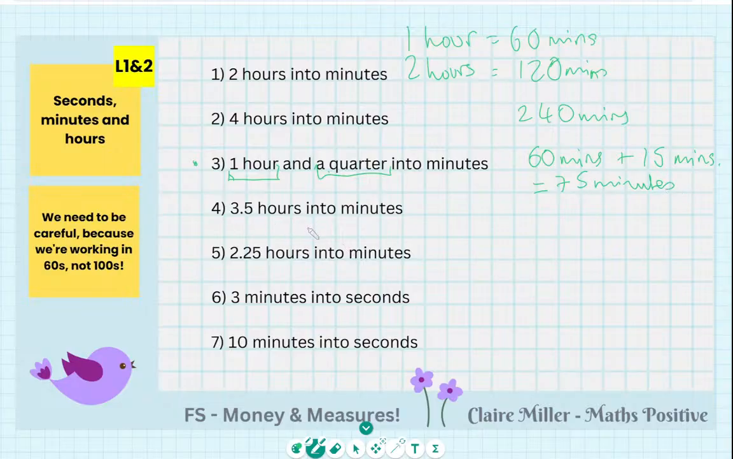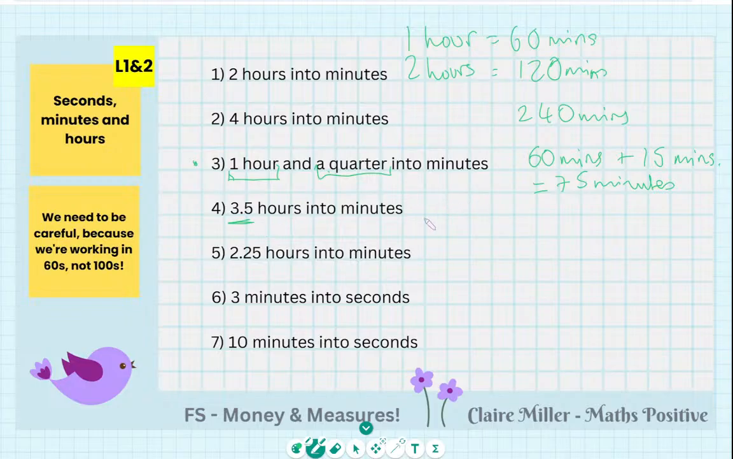What about this one? 3.5 hours into minutes. Well, 3.5 hours. My brain automatically read that as 3.5 because that's what it is, right? And I would really recommend trying to think of decimals, trying to convert them into fractions when you're working with time. Yeah, and in terms of functional skills, we really want to be focusing on halves, quarters, and 3/4, okay? That's a really good starting point.